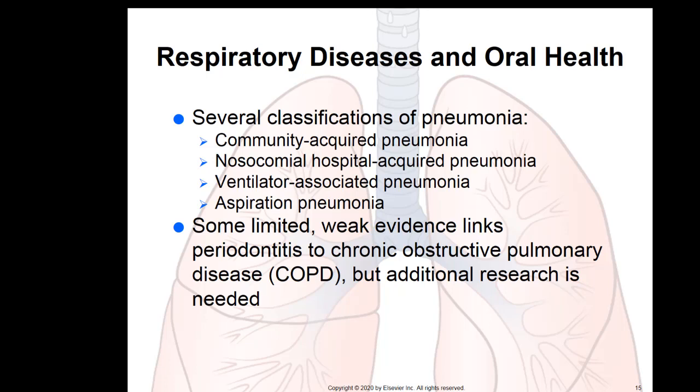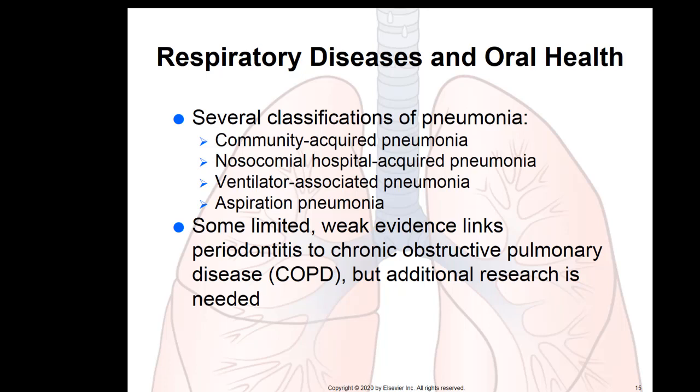Respiratory diseases and oral health. There's several classifications of pneumonia: community-acquired pneumonia, nosocomial hospital-acquired pneumonia. That's when the patients have been admitted into the hospital and they develop pneumonia within 48 hours of being there, and ventilator-associated pneumonia and aspiration pneumonia.